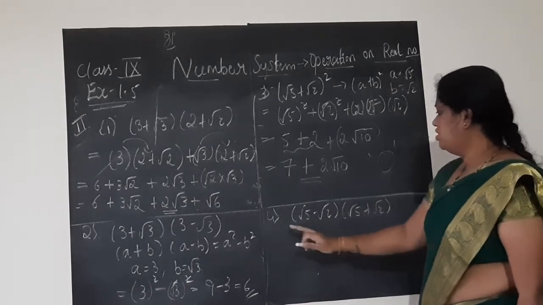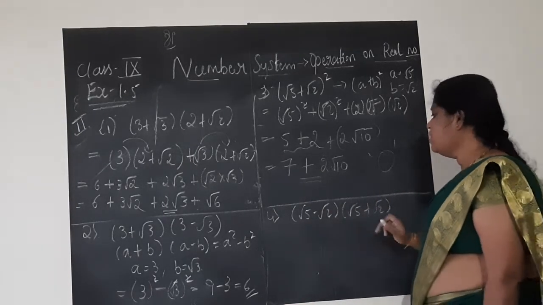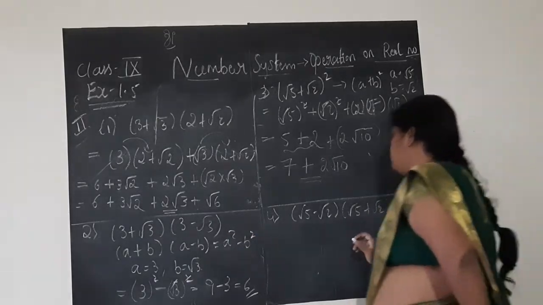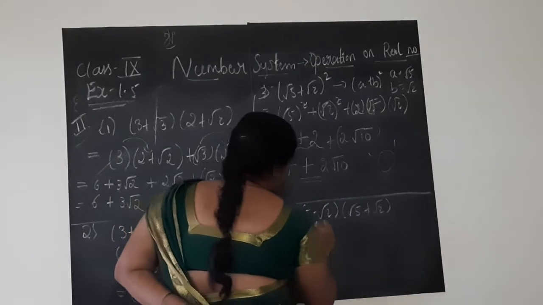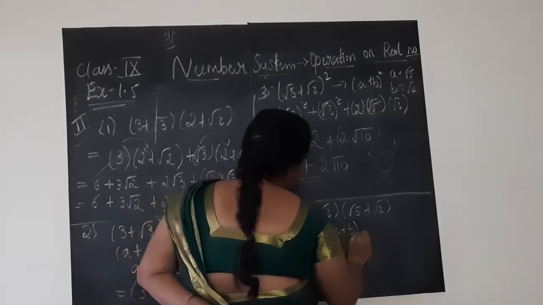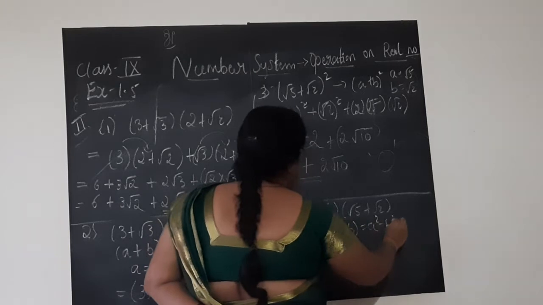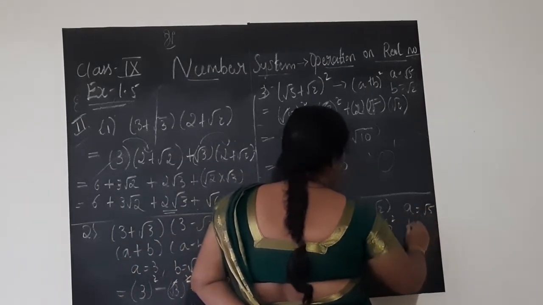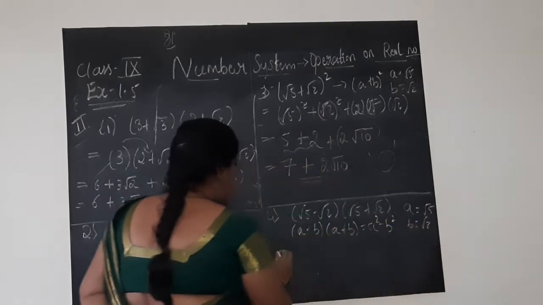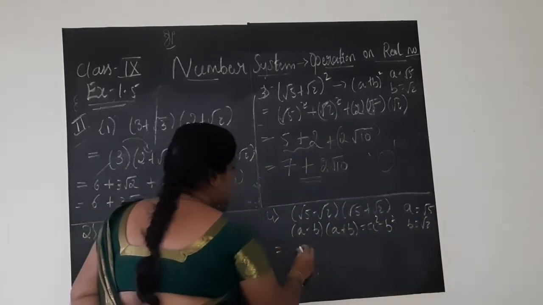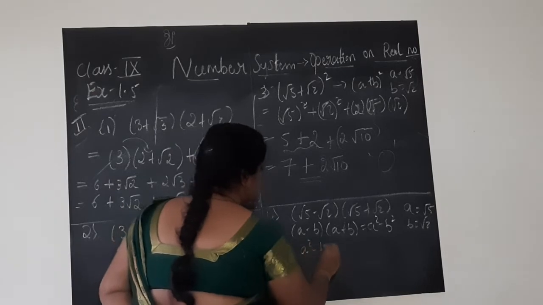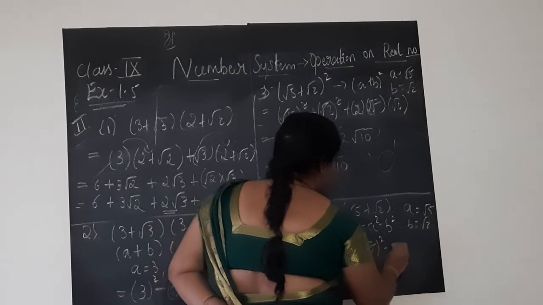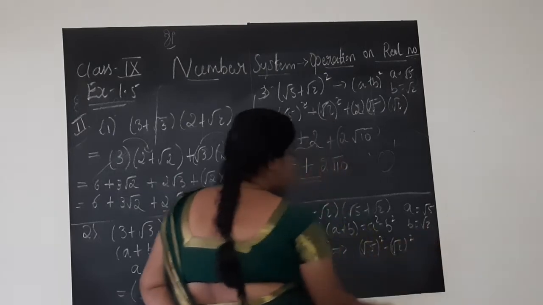Now the next question, children, the last one. It is of the form a minus b into a plus b, just like the third one we saw. So this is of the form a minus b into a plus b, whose expansion, the identity, is a square minus b square, where a is root 5 and b is square root 2. If it is in the form of a plus b, a minus b, you should write it in the form of a square minus b square. This implies root 5 whole square minus square root 2 whole square.